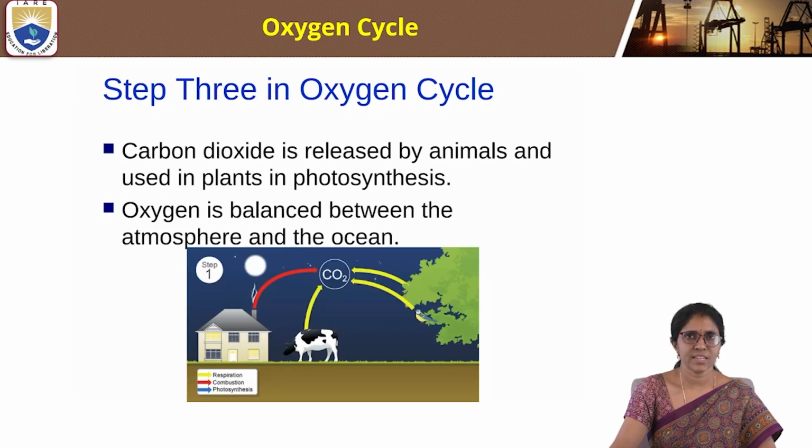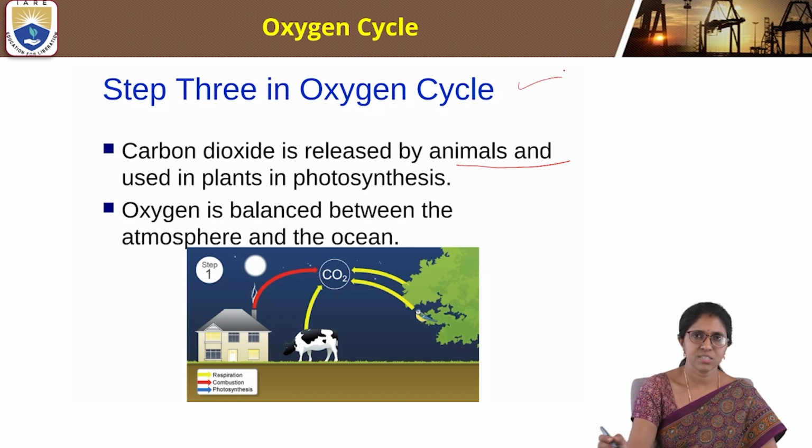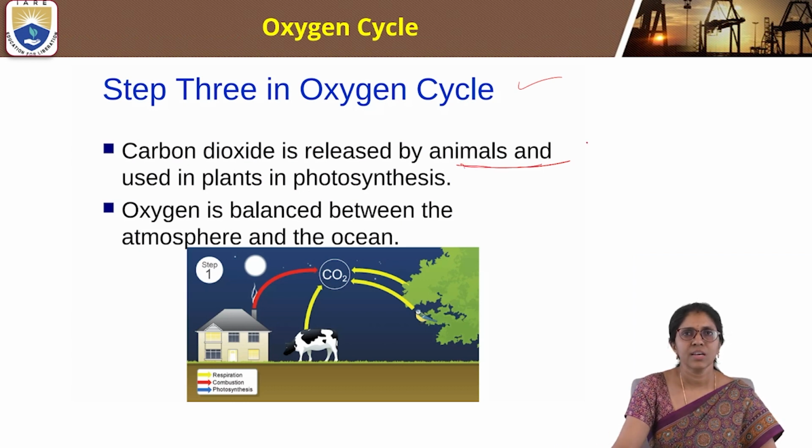Step 3 in the oxygen cycle: carbon dioxide is released by animals and used by plants in photosynthesis. So step 1, oxygen is produced by the plants. Step 2 is respiration: human beings and all animals use oxygen for respiration. For step 3, carbon dioxide is released by animals and used by plants in photosynthesis.